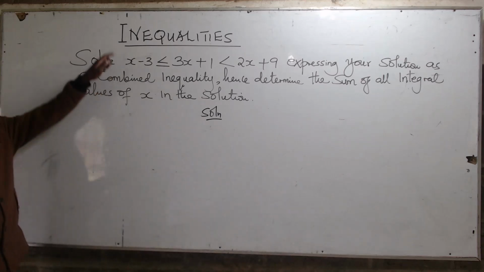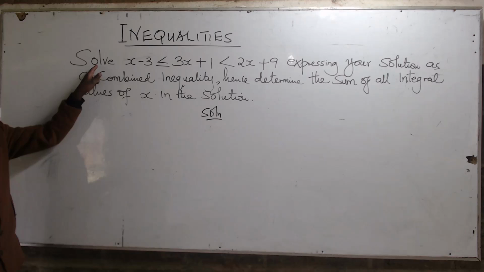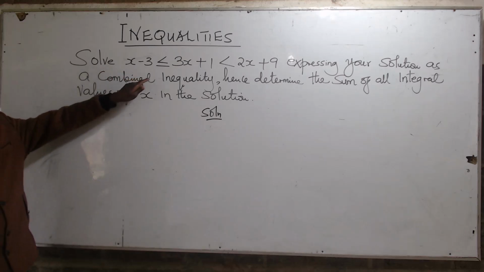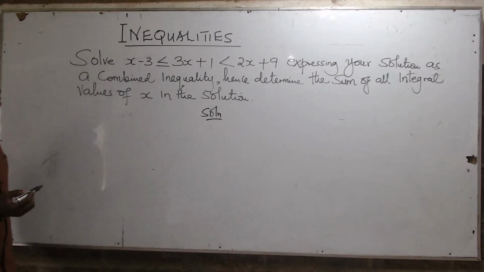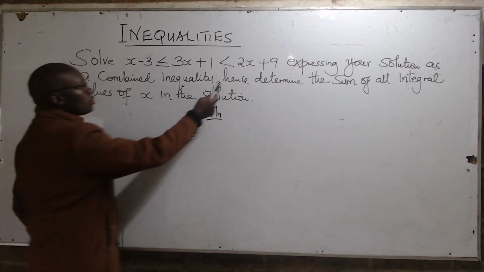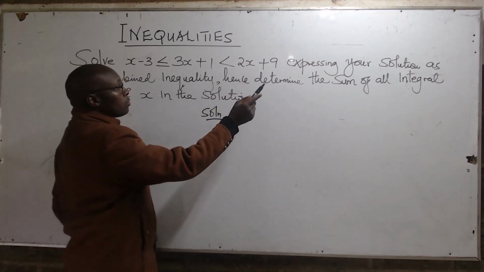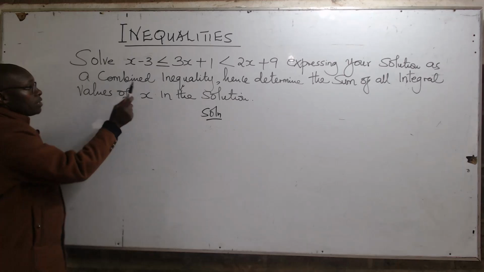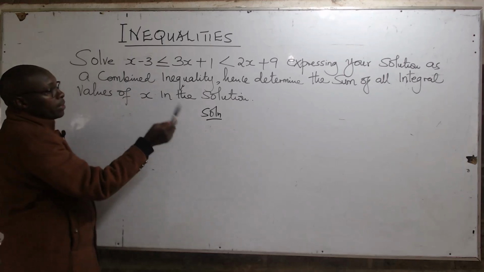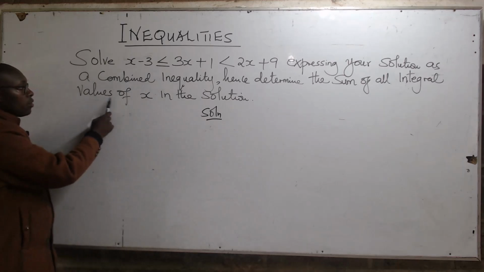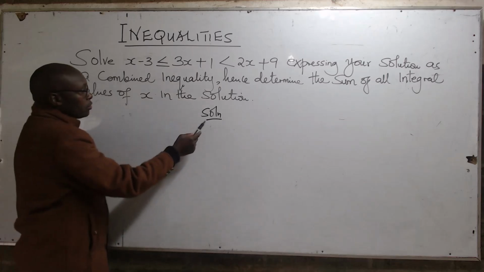Let's solve this question on inequalities. Solve x subtract 3 less than or equal to 3x plus 1 less than 2x plus 9, expressing your solution as a combined inequality. Hence, determine the sum of all integral values of x in the solution.